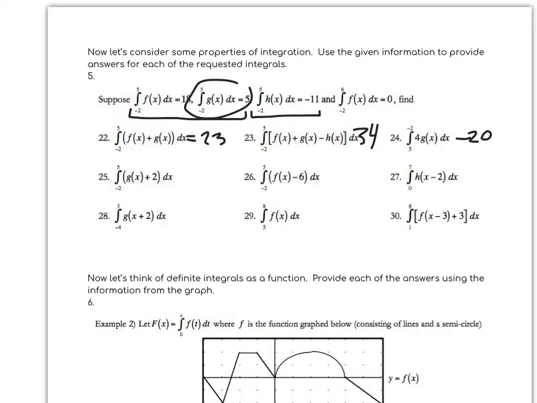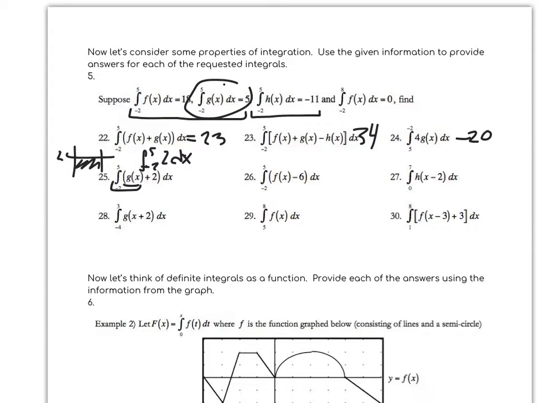For number 25, we're moving this whole thing up 2. Another way to think about this is that we're doing this separately as the g of x part, and then also the integral from negative 2 to 5 of 2 dx, which is the area of a line horizontal with a height of 2. In other words, a rectangle that has a height of 2 and a width of 3.